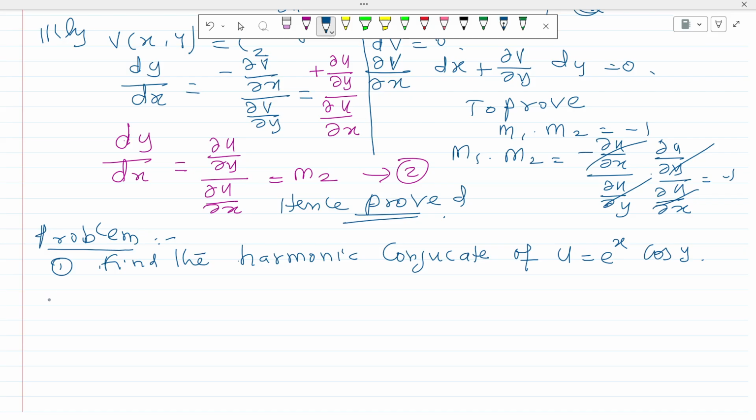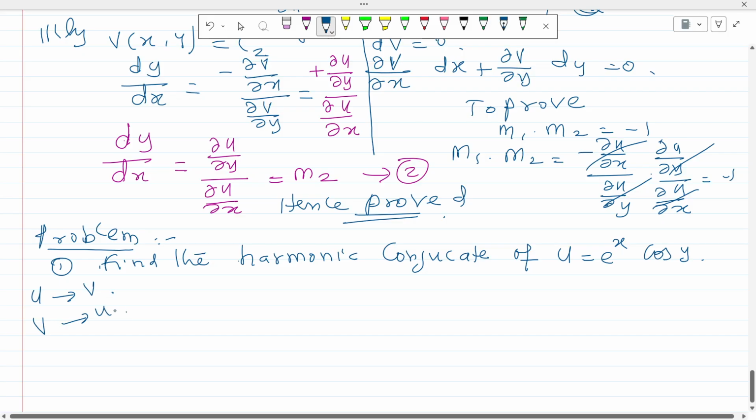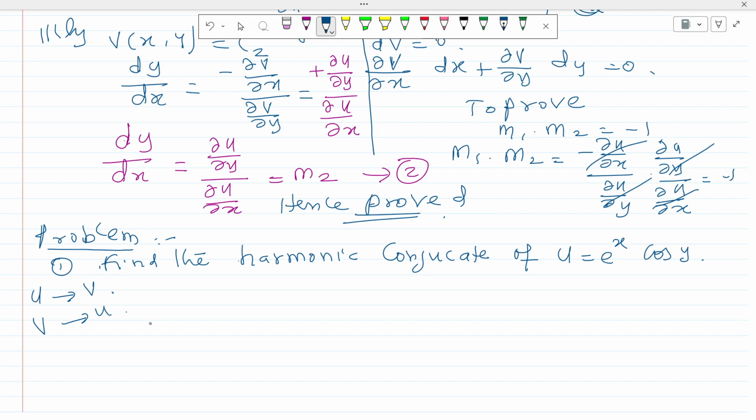Listen, harmonic conjugate means if u is given, you have to find v. If v is given, you have to find u. That is known as a harmonic conjugate. This type of problem will come. Okay, fine. Write the solution for this.